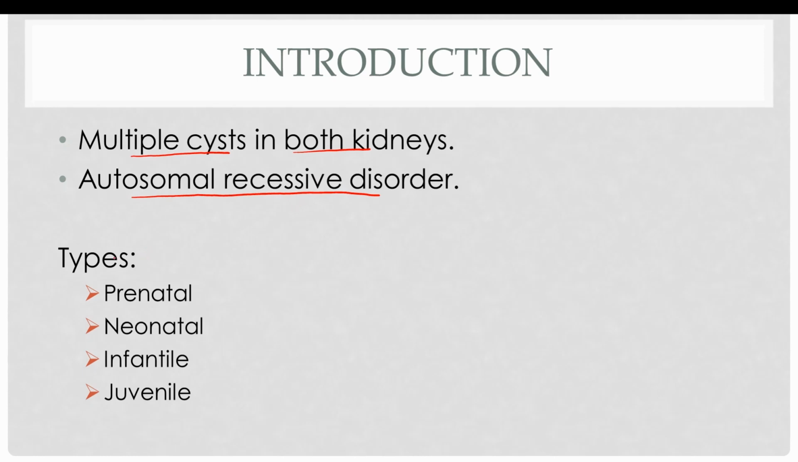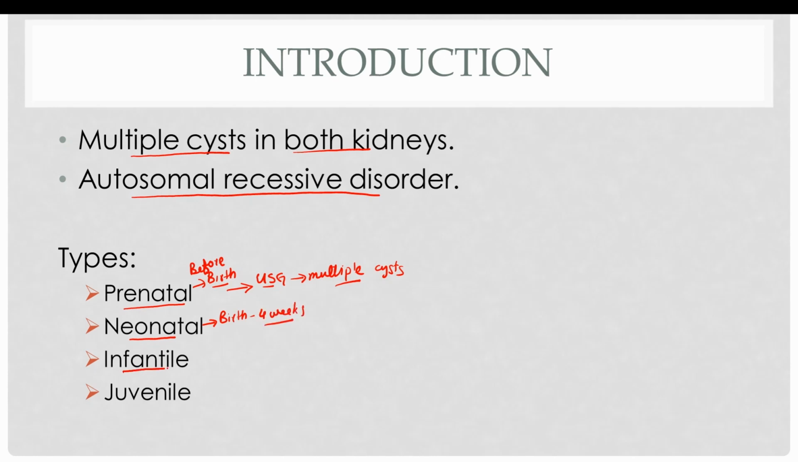So childhood polycystic kidney disease is further divided into 4 subtypes depending on the age of the discovery of the disease. The first of all is the prenatal, which is before the birth. So the disease is discovered on the prenatal ultrasound, which demonstrates the presence of multiple cysts in the fetal kidney. Then there is neonatal age. The neonatal age is from birth to the first 4 weeks of the life.